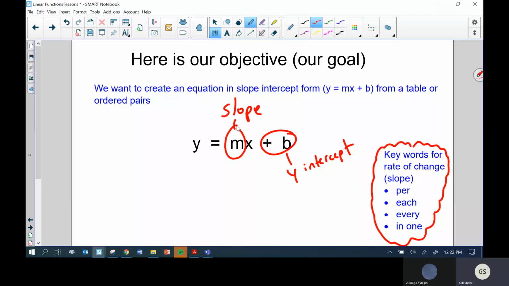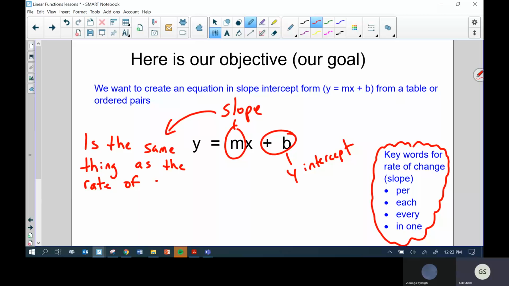So here's the new stuff. It's not really that new. We've talked about it briefly before, but slope, actually here, let me write it a different way. Slope is the same thing as the rate of change. You're going to hear me call it rate of change moving forward mostly, though.